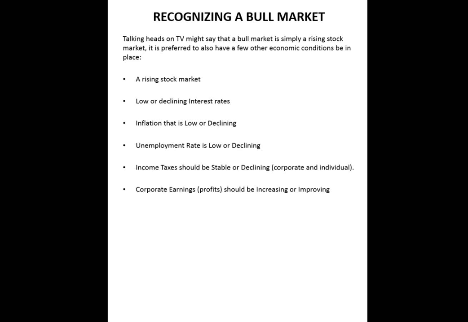What you're looking for is, how do you recognize what kind of market we're in? Just seeing prices go up or just seeing prices go down by itself does not really tell you if it is a bull or a bear. You really want to see other things in place. For a bull market, for example, you want to see that the stock market's rising. It tends to work better in a period of declining or low interest rates. You want to see inflation that's declining or low, with an unemployment rate that is low or declining. And you want income taxes stable or declining, both corporate and individual, and corporate earnings up.